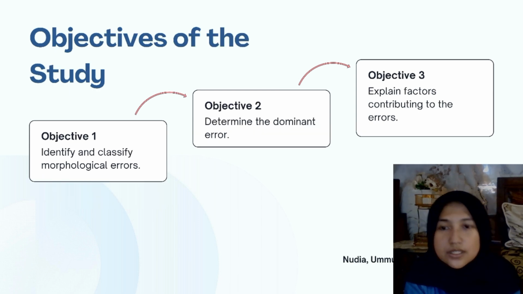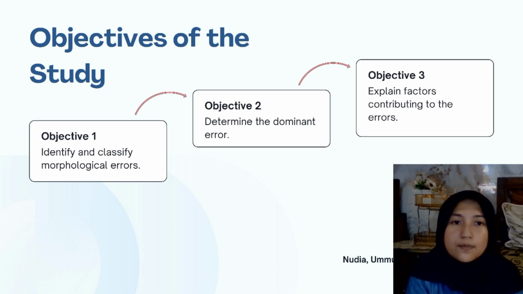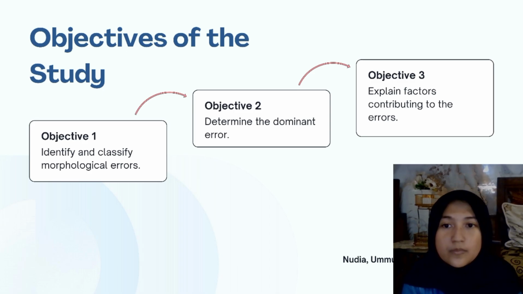In line with these questions, the objectives of this study are to identify and classify morphological errors, determine the dominant type of error, and explain the factors contributing to the errors. Through this research, we hope to provide a better understanding of students' difficulties in English morphology and help improve English writing instruction.